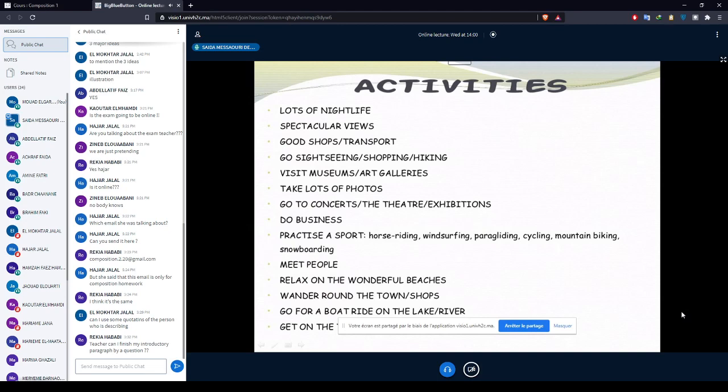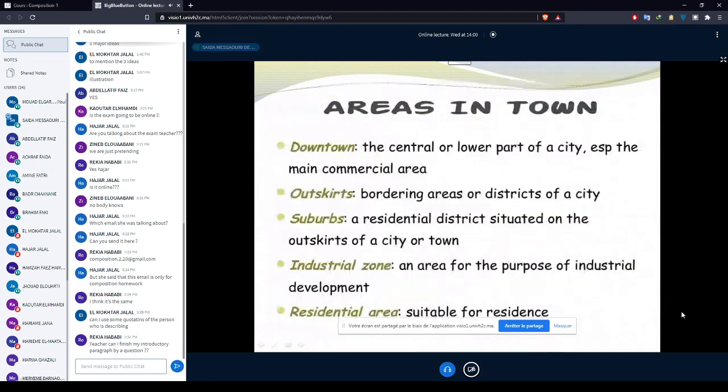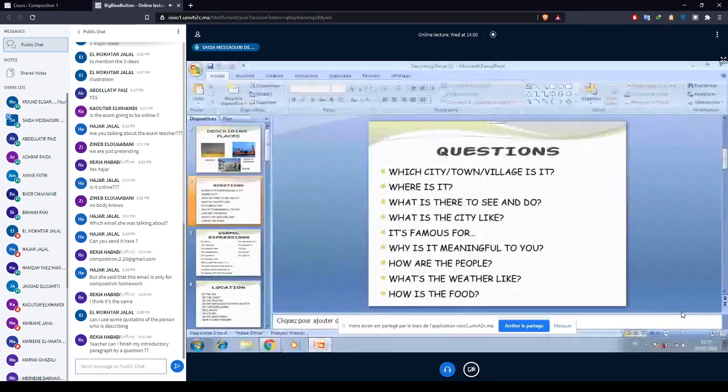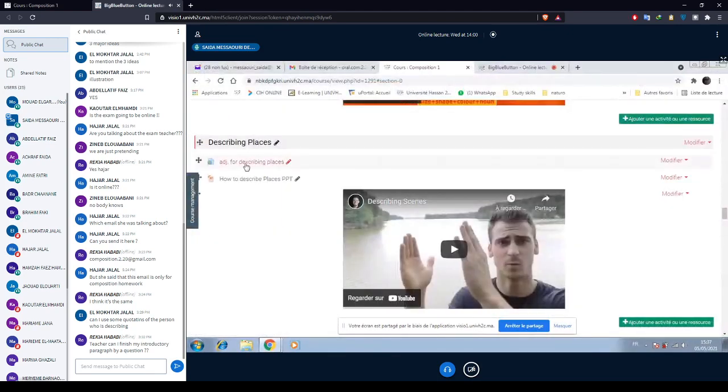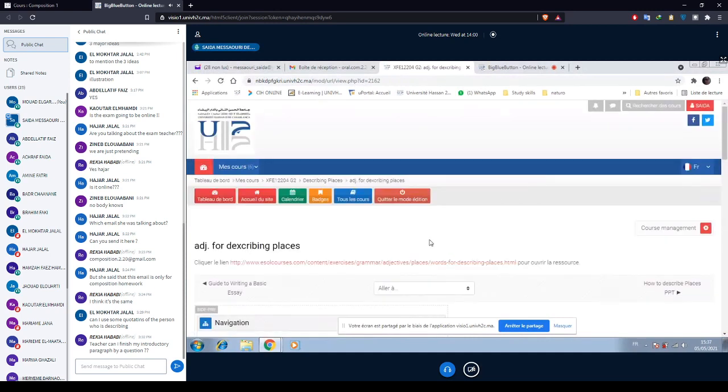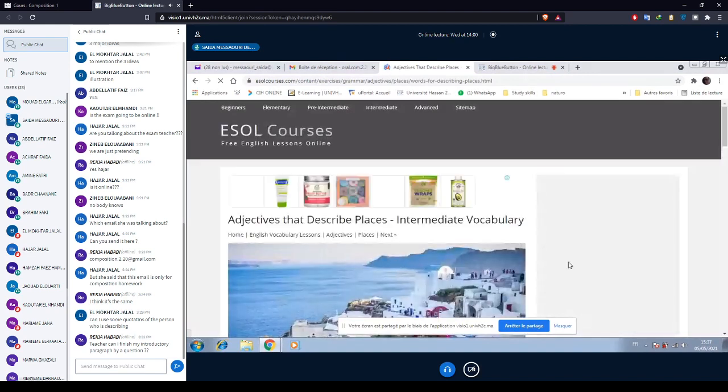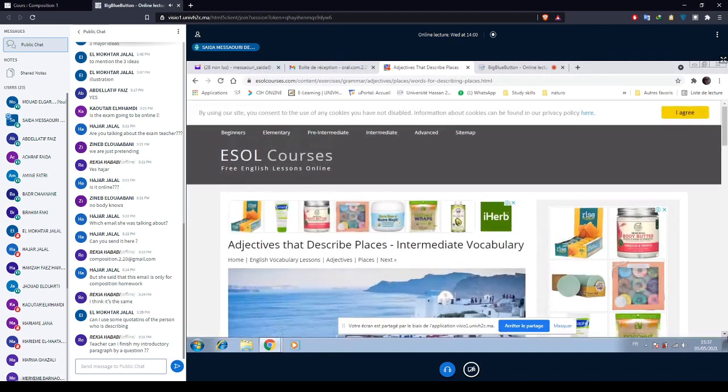Shopping, wandering, meeting people. Downtown, the areas in the town, outskirts, suburbs, industrial, residential area. Okay, and then I have a link here. I think it's interesting, so I've put it there. And again, you click on it, and it takes you to the web.